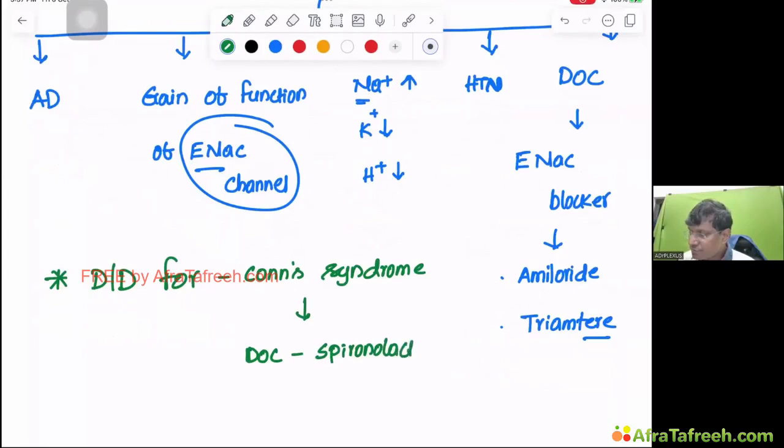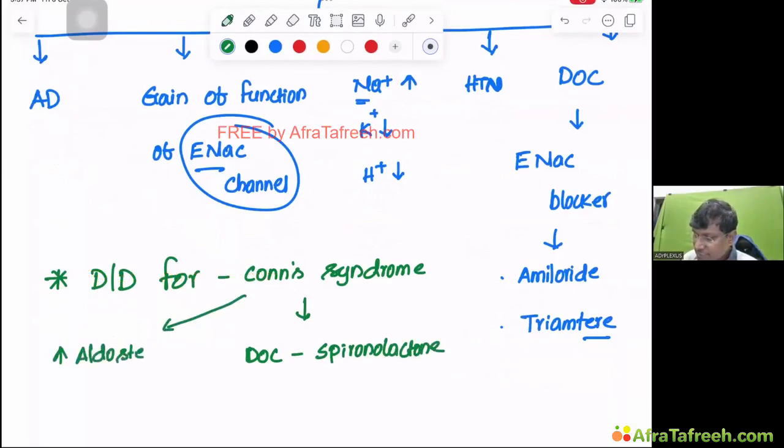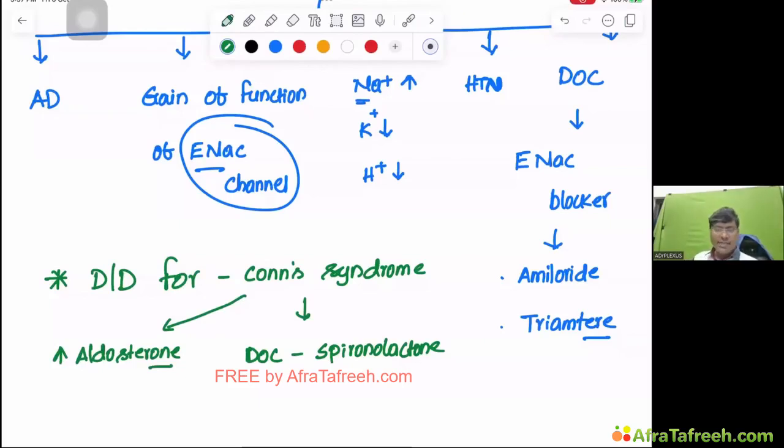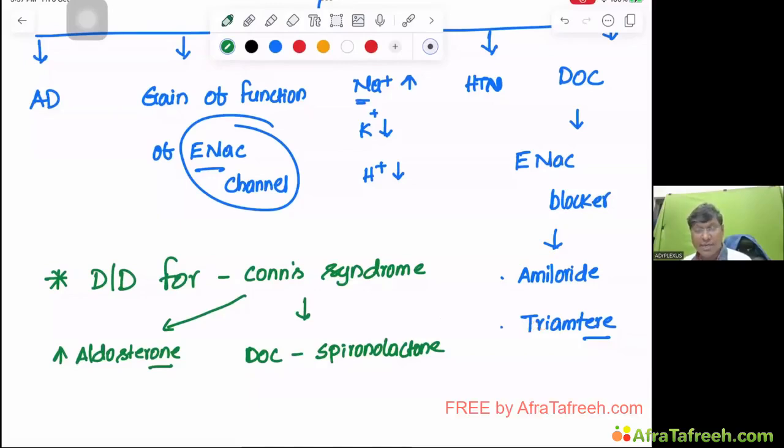And what is Conn syndrome? Conn syndrome is hyperaldosteronism. And where will this aldosterone act? Aldosterone also will act on epithelial sodium channels only. And in Liddle syndrome also, there is gain of function of epithelial sodium channels. So both of them, the end effect will be same, but the treatment is different. In Liddle's, you block that ENaC, and in Conn's, you block that aldosterone release, or aldosterone you block. That is your spironolactone, which is an aldosterone antagonist.